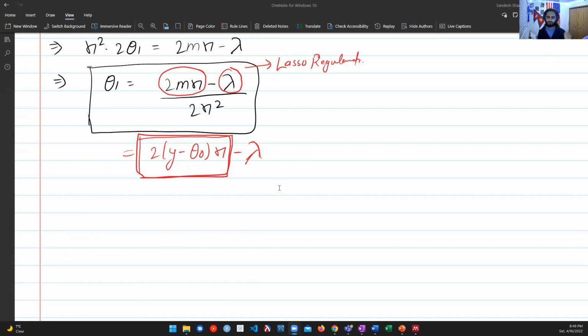As we saw in ridge regression, it wasn't possible. The only possibility for ridge regression that we saw previously was whenever your lambda becomes infinite, which is not possible. But here, lambda doesn't have to be infinite. It could be any finite number that equals 2mx, and then it will make that whole theta 1 equal to 0. So this is the intuition behind why lasso is able to do variable selection and why ridge is not able to do variable selection. So those are the things that I want to tell you through this video.